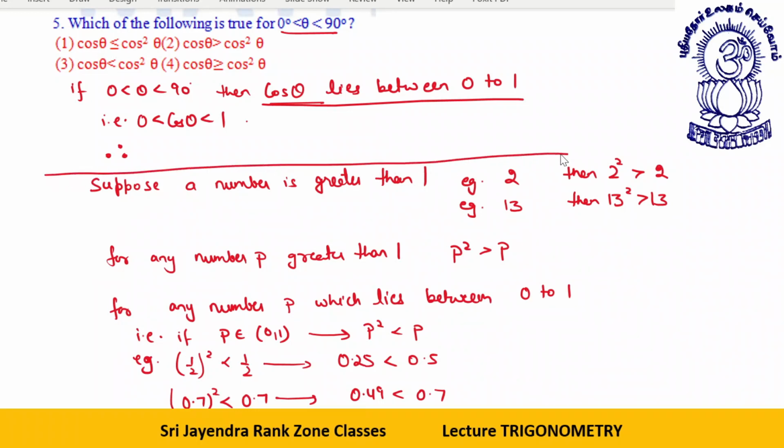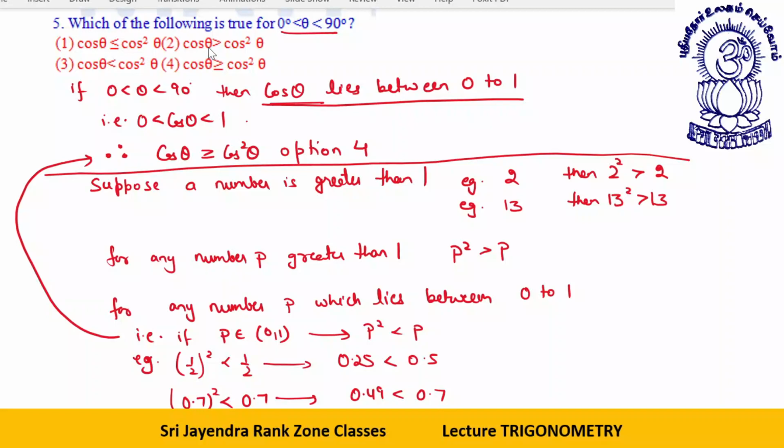Therefore, based on this theory, you can say cos square theta is less than cos theta, or cos theta is greater than cos square theta. Option 4 is the answer. That is, the square is lesser than the without square term. Okay. Option number 4 is the answer.